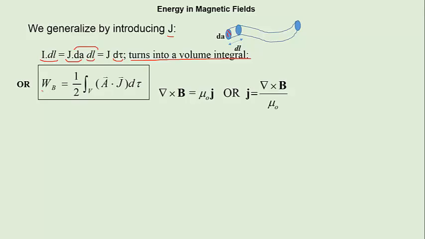So the energy of the magnetic field now is 1/2 times the volume integral of A dot J, and that's d tau. I could have put a tau here.